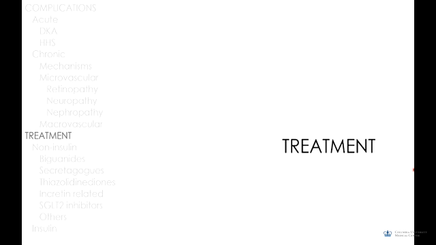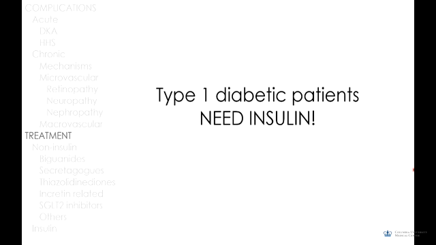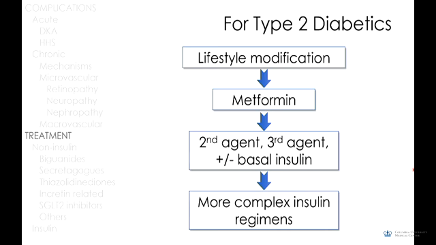Big picture, remember type 1 diabetics need insulin. And for type 2 diabetics, you maybe don't need insulin. You can start with lifestyle modifications: tell them to lose weight, exercise, eat healthy. And then if that doesn't work, you add metformin. That's usually first line. And if that doesn't work enough, you can add more agents. And eventually, if they need it, you put them on insulin.